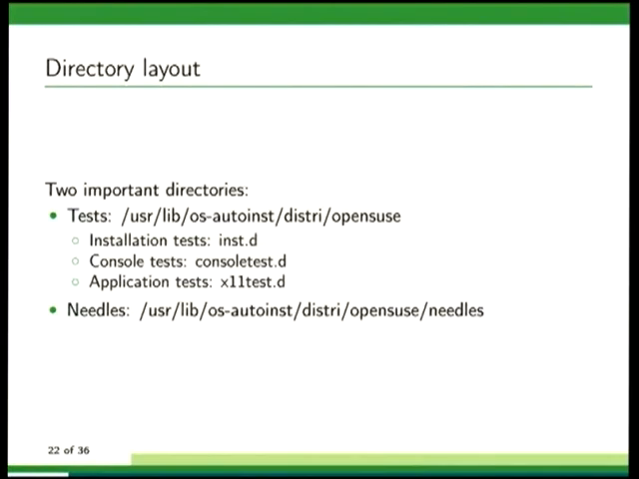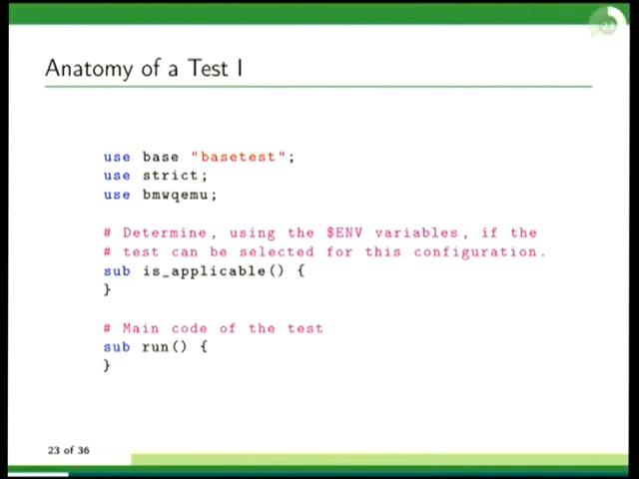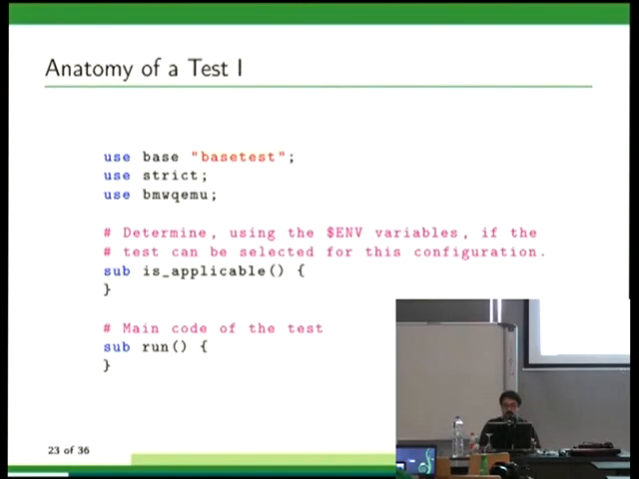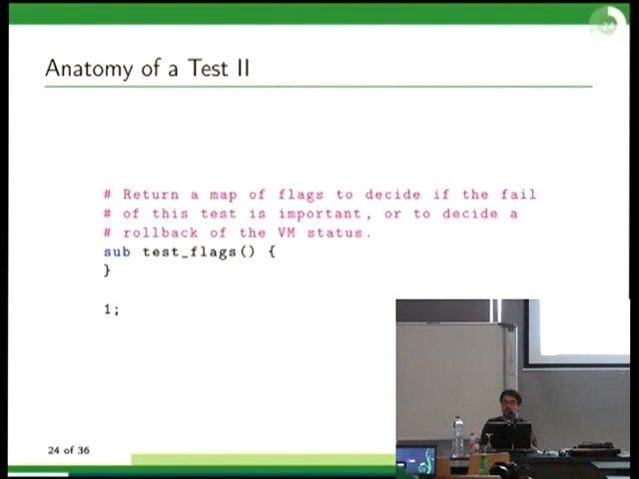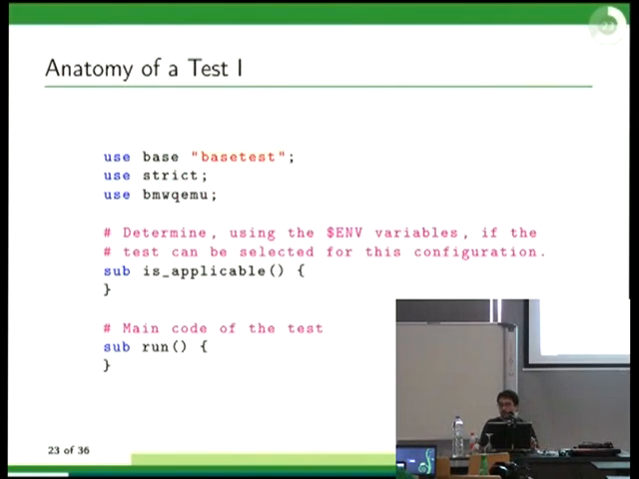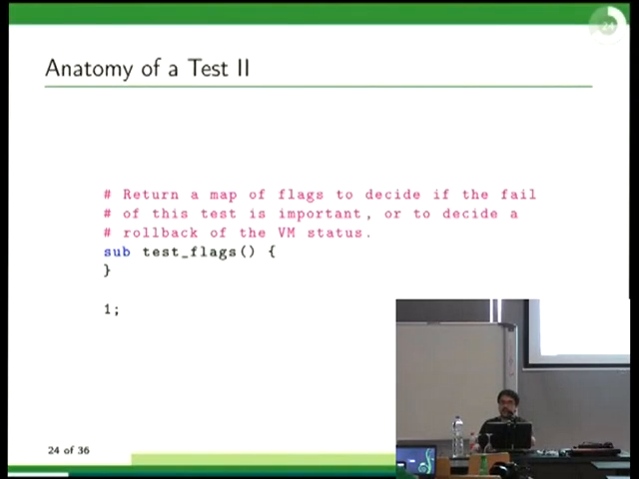This is another thing that we learned, the directory layout. Now we know that we have the isApplicable and run functions inside the test, but there is a third function inside the test, that is test flags. So we have isApplicable that is called before the test, run during the test, and test flags after the execution of the test.